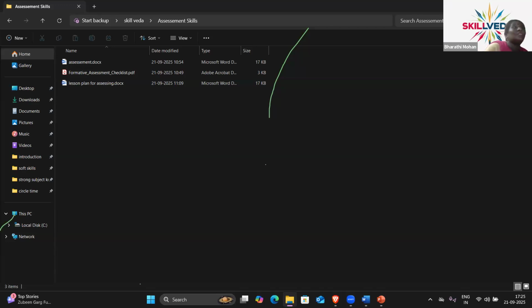Then we can have weaving a story, where you can divide the children into groups, and then we can say everyone has to tell one sentence, and then you should have it as a combined story, weaving a story. So all these activities really help. And in circle time also you can have these activities.